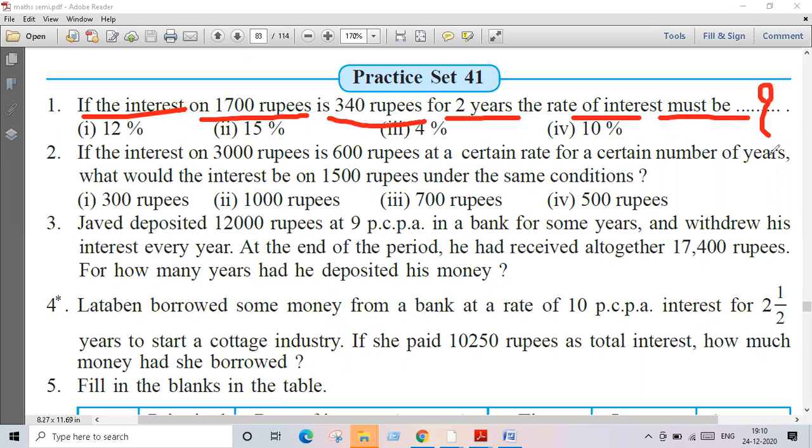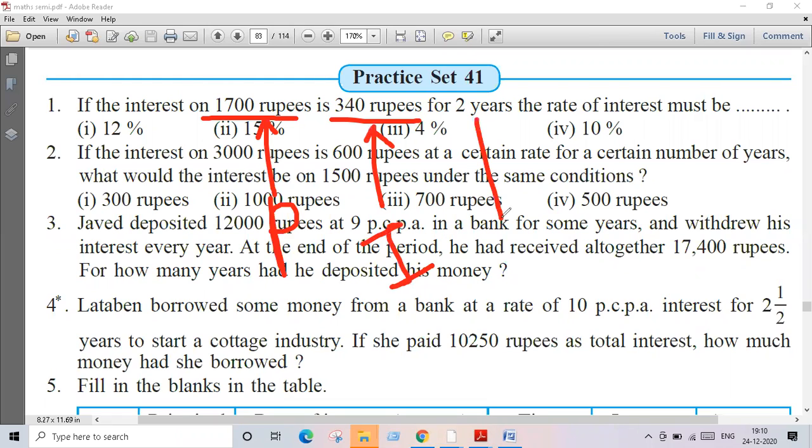Rate is not given to you, and what is given? The interest is given, 340. This is your P, the principal amount is 1700 rupees. This is your I, that is interest. This is your period or time. And we need to find out the rate of interest. What is the rate of interest? That is R. R is equal to how much? Now these types of questions are objective questions, so they do not require proper solving.